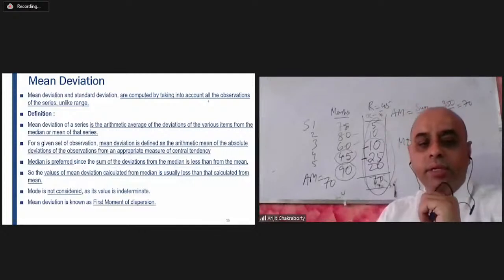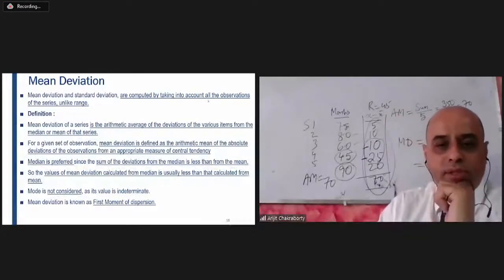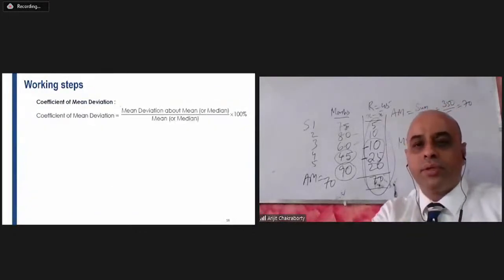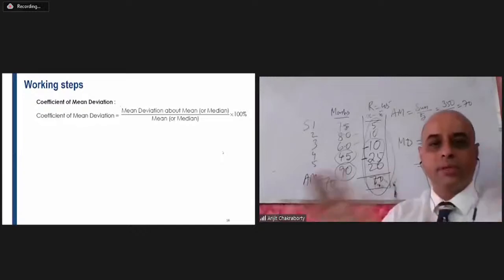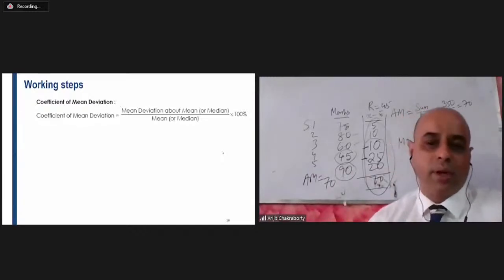And please note, mean deviation is known as the first moment of dispersion. Now, coefficient of mean deviation. Very simple. Mean deviation about mean by mean into 100.